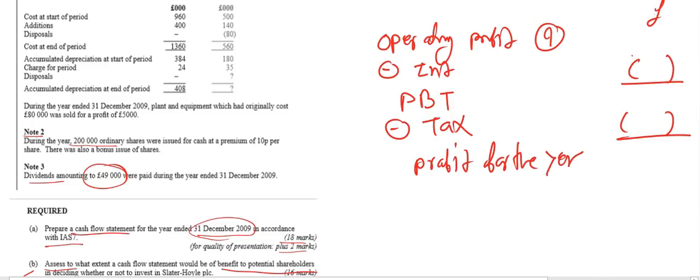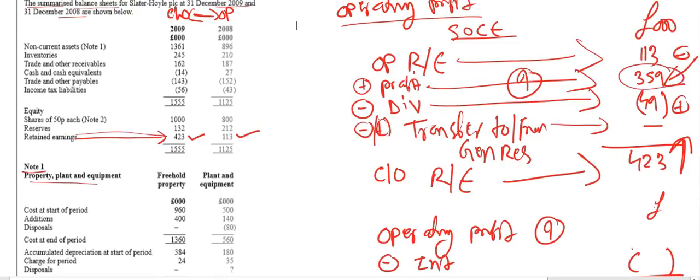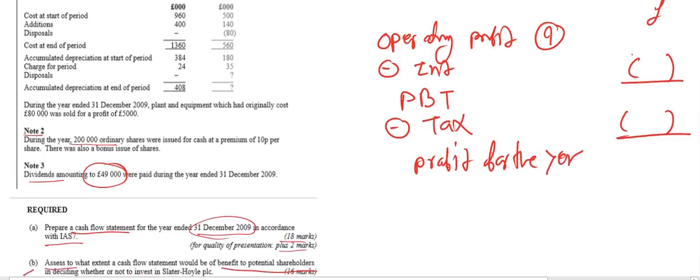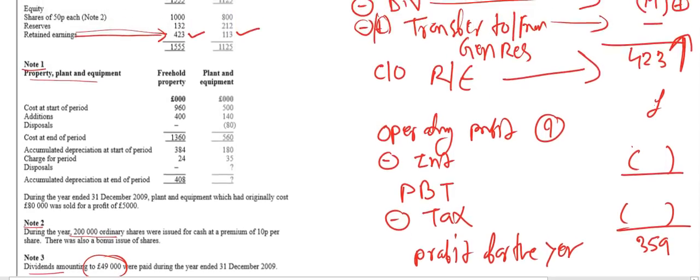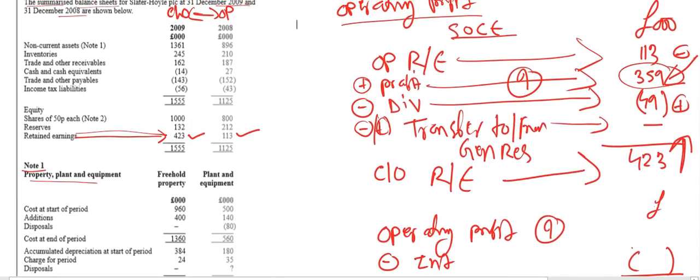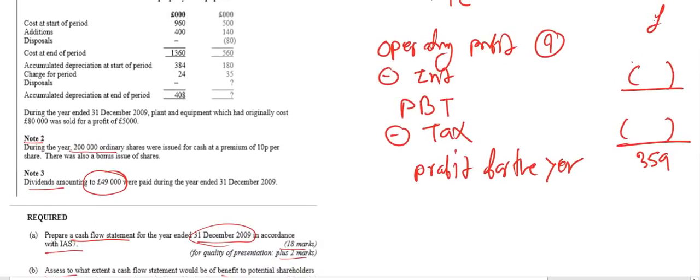Now, profit for the year, we already found it. How much is the profit for the year? Yeah, this one is 359. Let's write it down. Profit for the year is 359. And there's a tax during this year, and I've given this information somewhere here. Yeah, there we go. Tax 2009 is 56. So we'll put it down. Tax, yeah, 56.